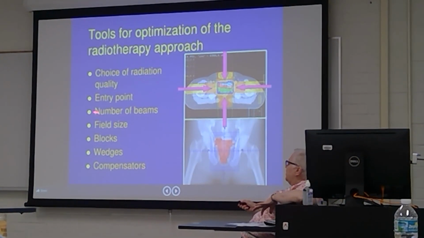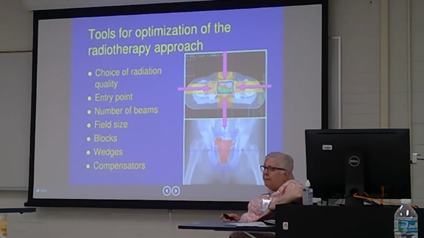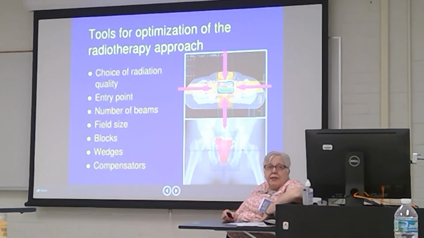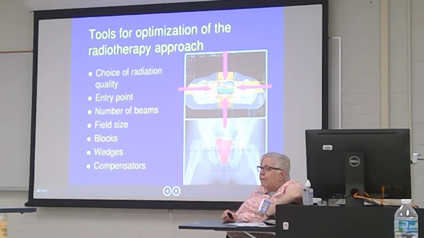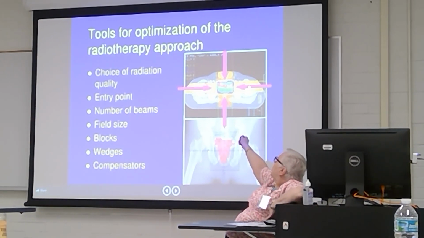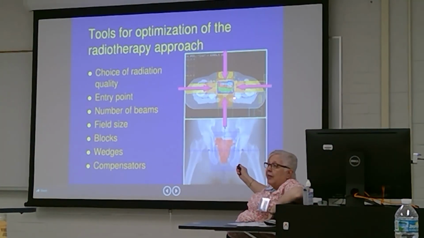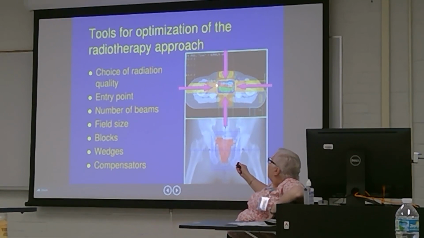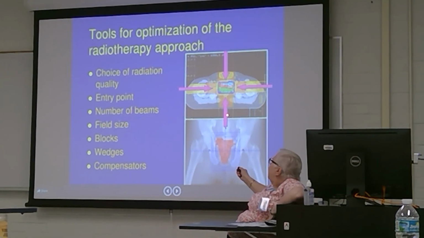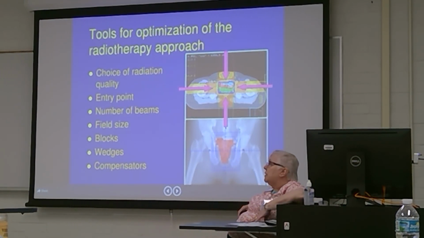Same with field sizes. If you're doing 3D, you will have field sizes, right? If you're doing, for example, a 4-field box, this is 3D. You would have field sizes. The AP and PA might be something like a 10 by 12. The laterals could be something like an 8 by 12.